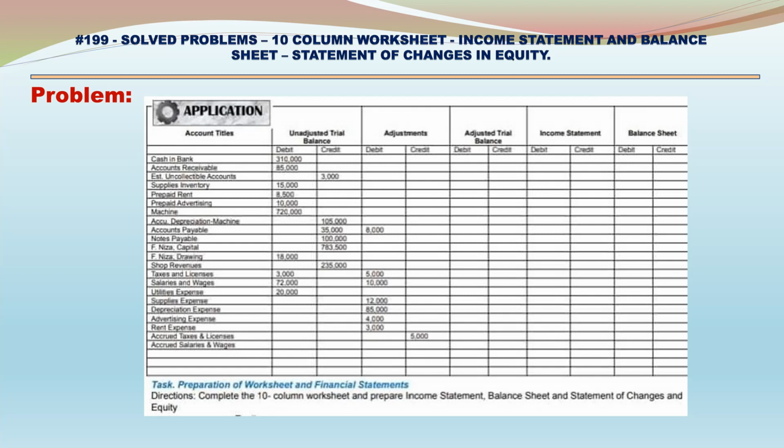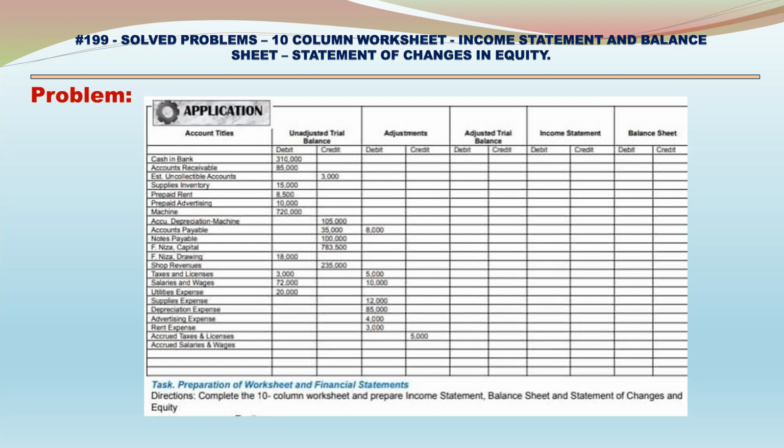accumulated depreciation machine 105,000 credit, accounts payable 35,000 credit, notes payable 100,000 credit, FNIJA capital 783,500 credit, FNIJA drawing 18,000 debit, shop revenues 235,000 credit, taxes and licenses 3,000 debit, salaries and wages 72,000 debit, utilities expense 20,000 debit. Total debits and total credits in the unadjusted trial balance are given.